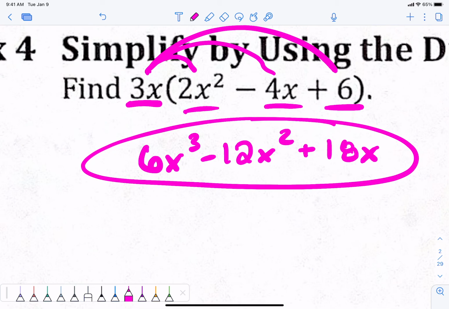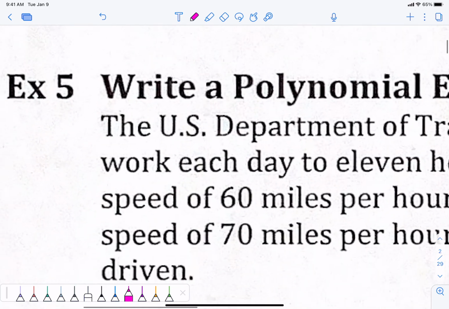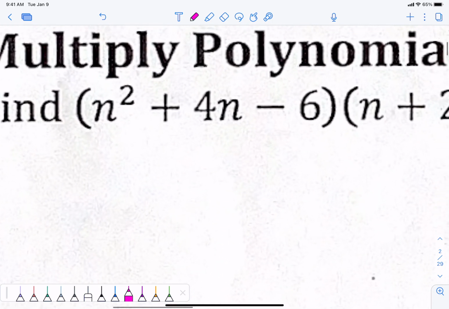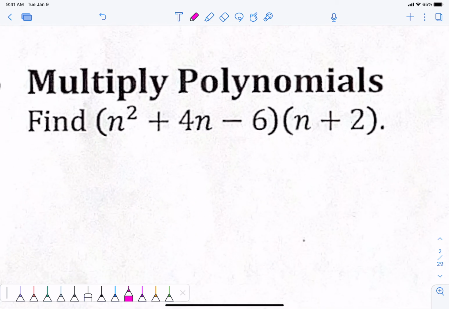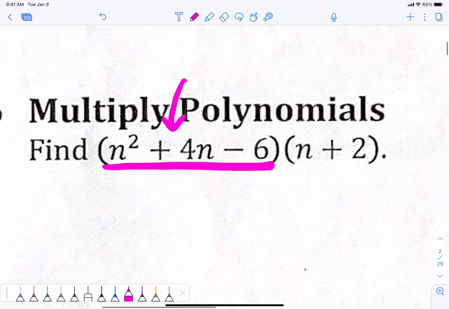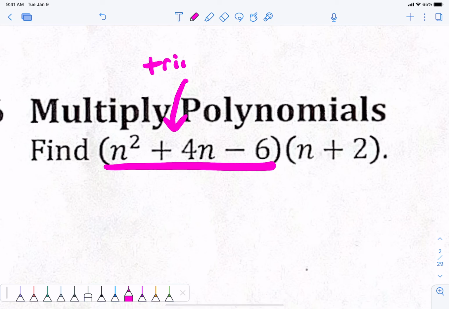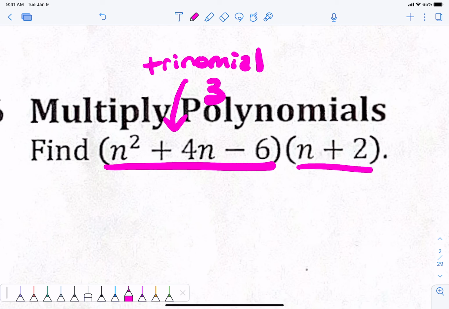Now we're going to skip the next example, and I'm going to go down to example 6, which is the last problem. You can cross 5 out. Last problem. This first little piece in the bubble here, how many terms is that? It's 3. This is a trinomial, which means it is 3 pieces. And this second part is a binomial.